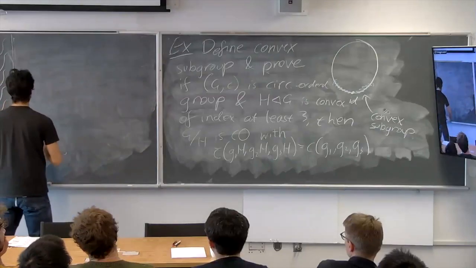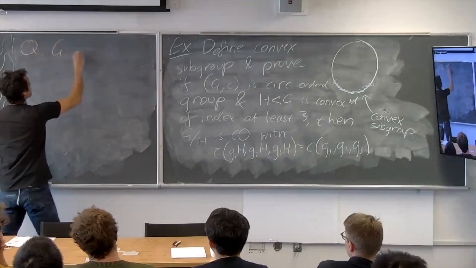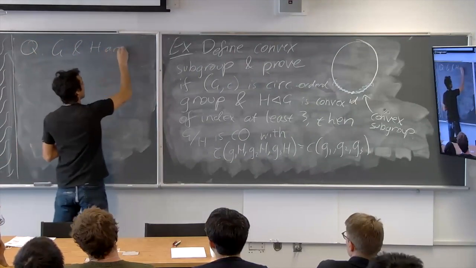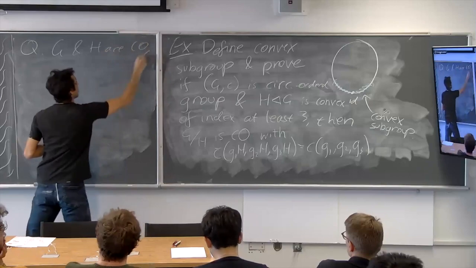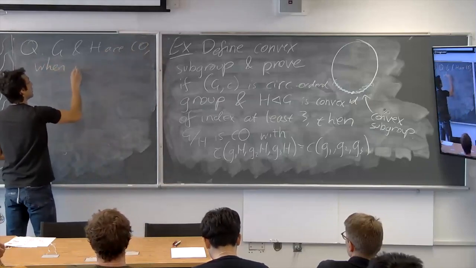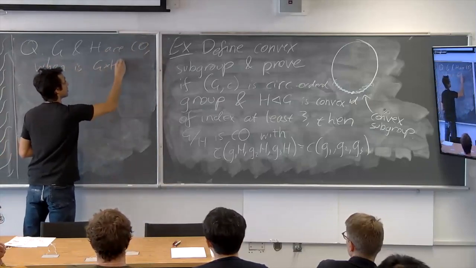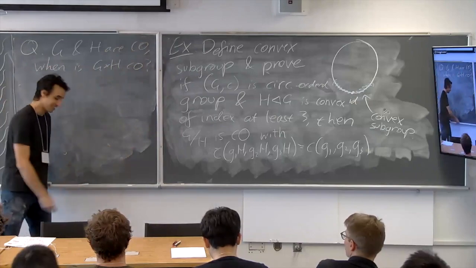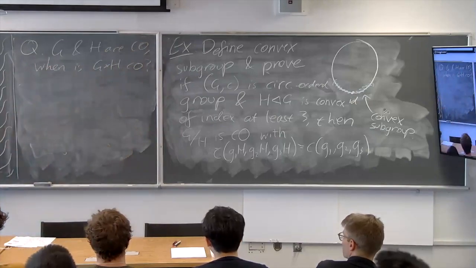So question, D and H are CO. When is G cross H C? That'd be great. Okay, are there any questions?